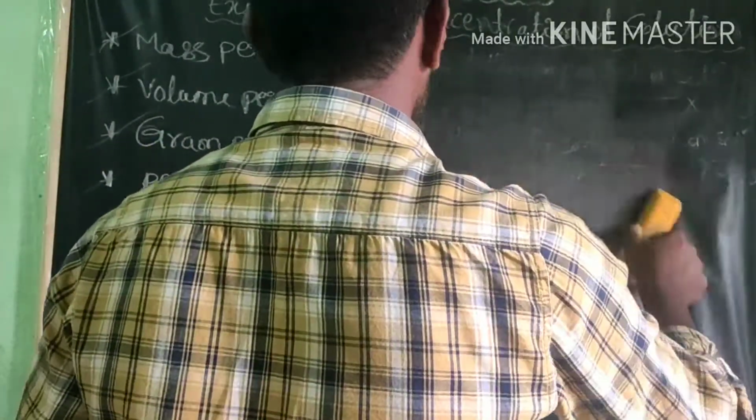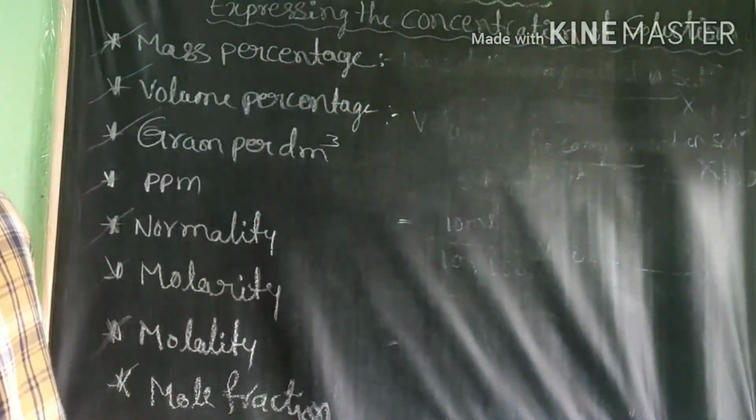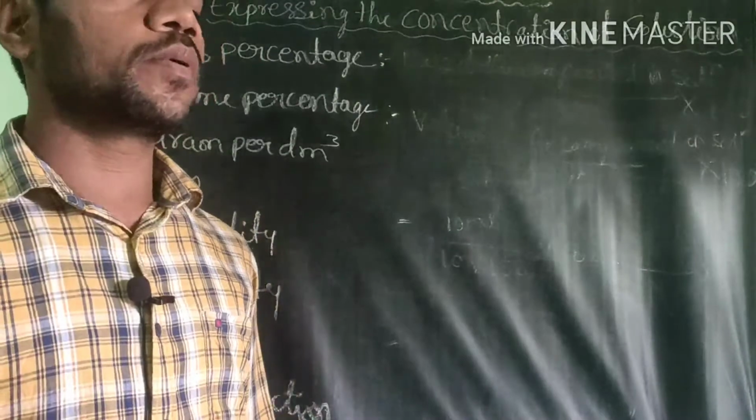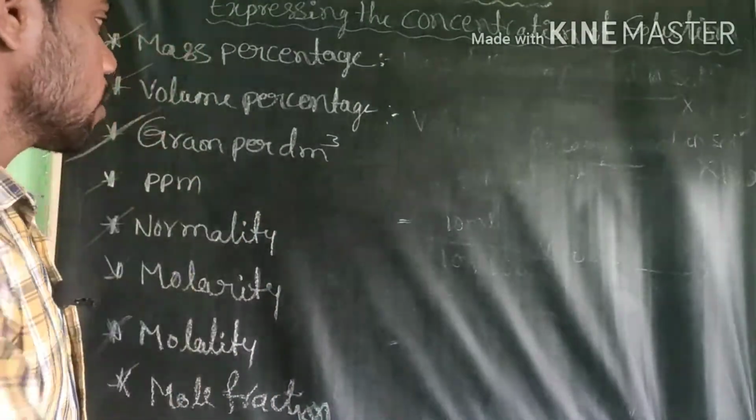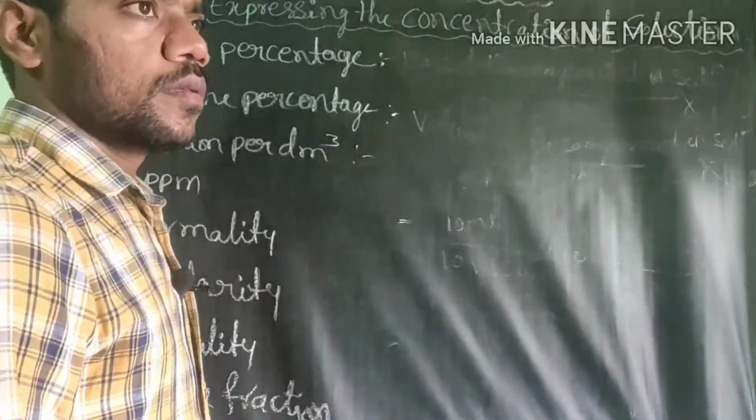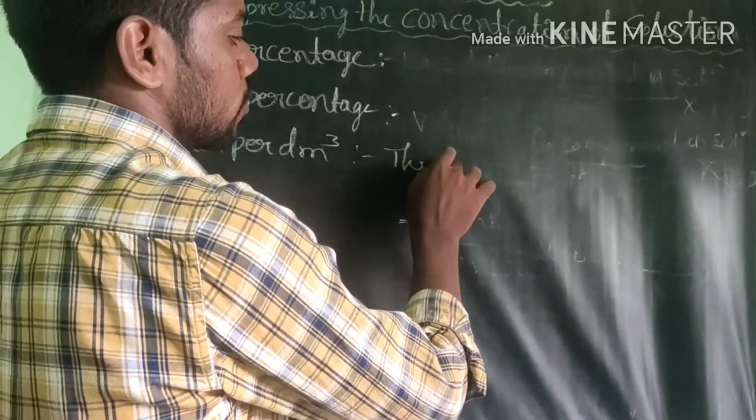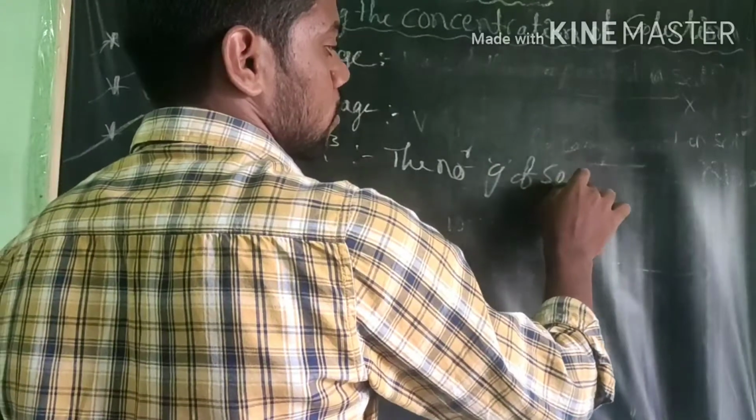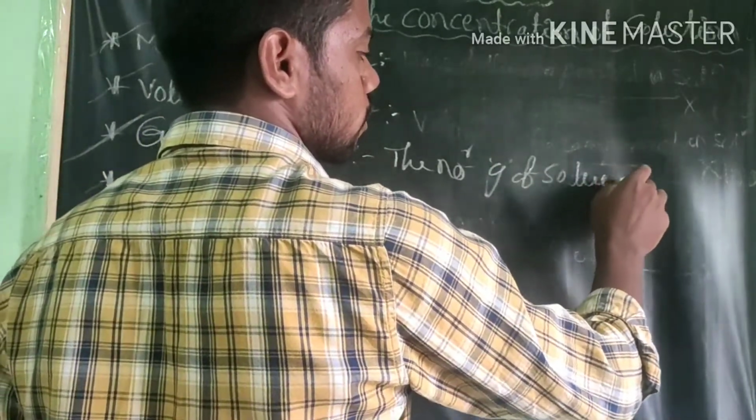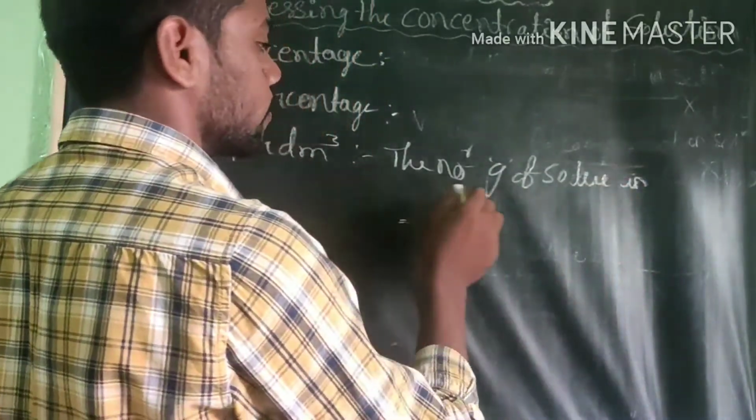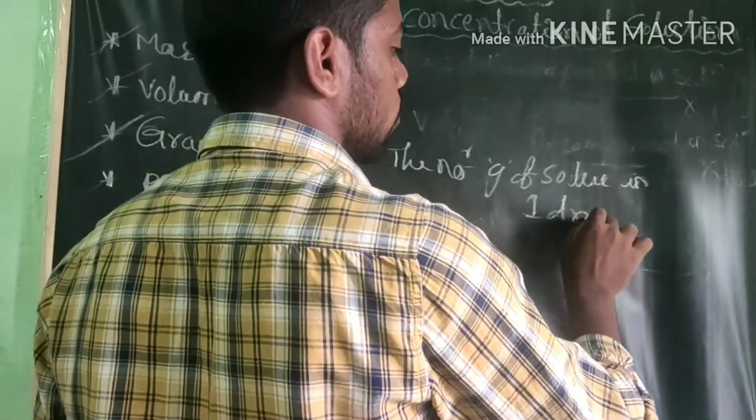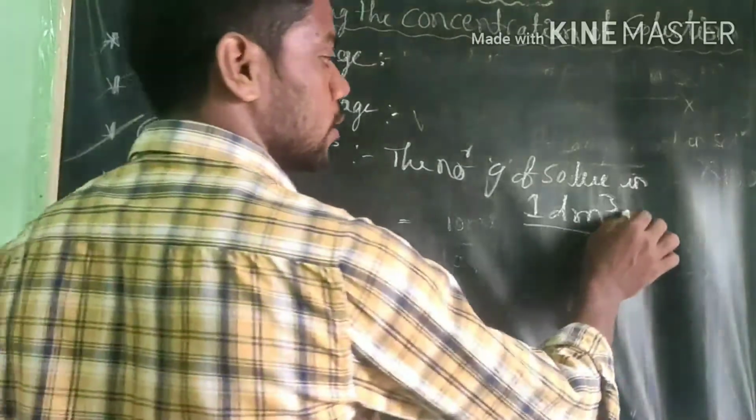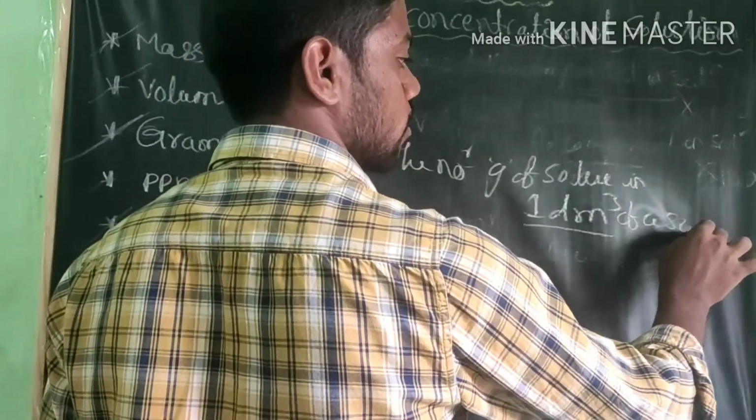Next one, they are very important: gram per dm3. Gram per dm3 is very important. What is gram per dm3? The number of grams of solute in 1 dm3 of a solution.